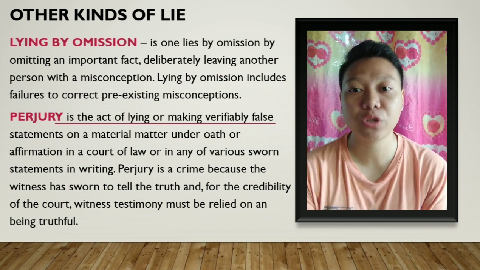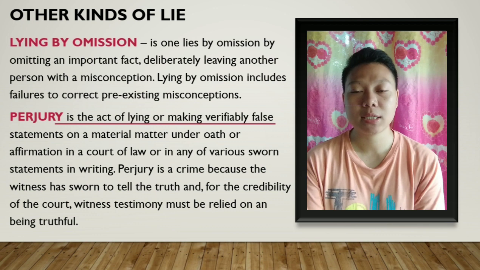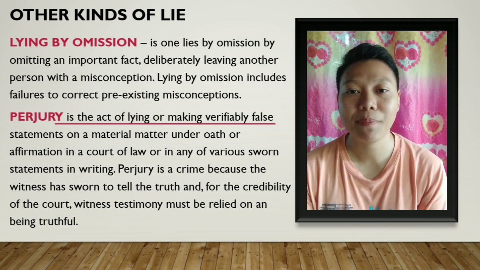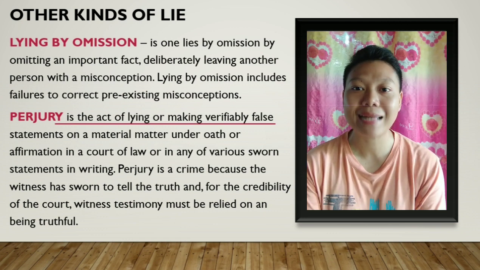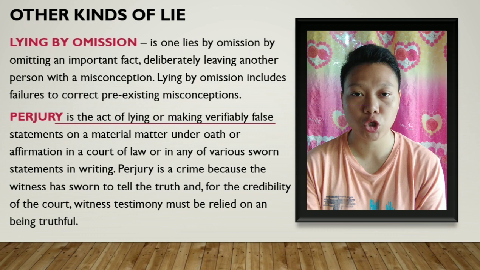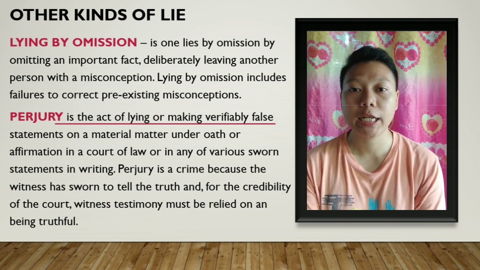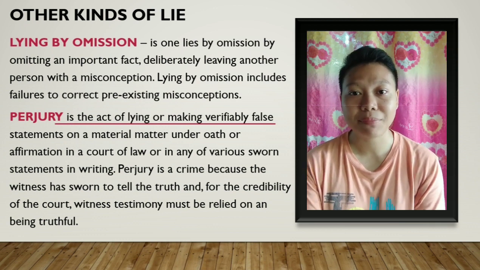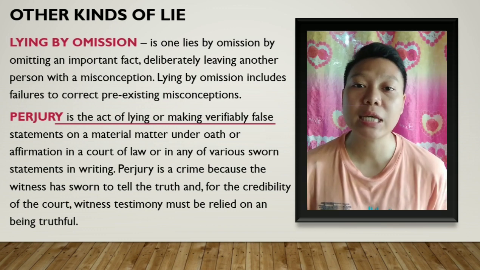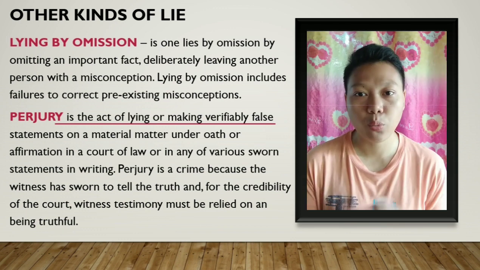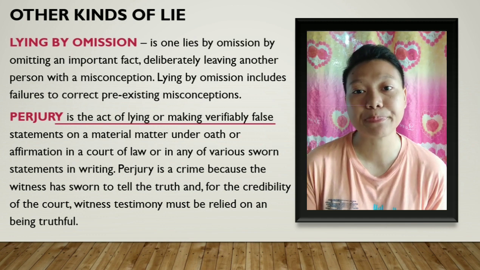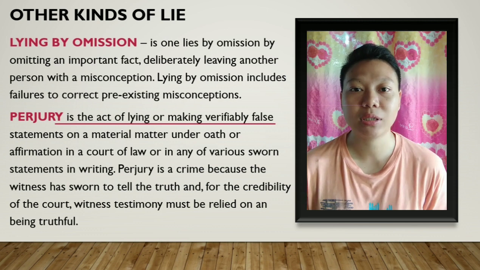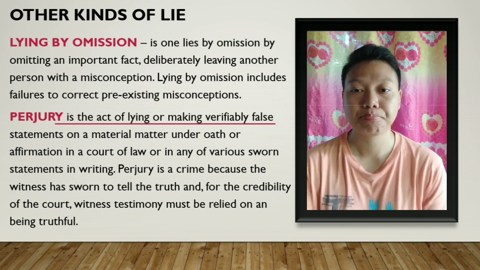Next is perjury. Perjury is the act of lying or making verifiable false statements on a material matter under oath or affirmation in a court of law or in any of various sworn statements in writing. So perjury is a crime because the witness has sworn to tell the truth, and for the credibility of the court, witness testimony must be relied on as being truthful.